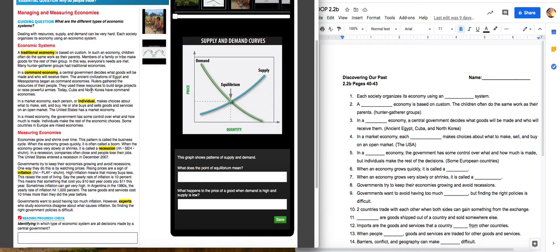America doesn't like that. America wants individuals to have a say in what they're doing. But that's the American way, guys. That doesn't mean Cuba and North Korea are wrong. They just have a completely different economy and a way of making money than we do.